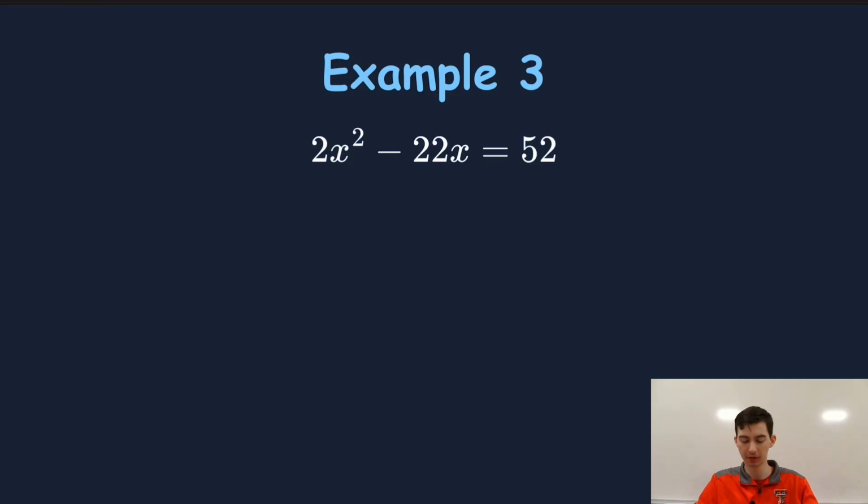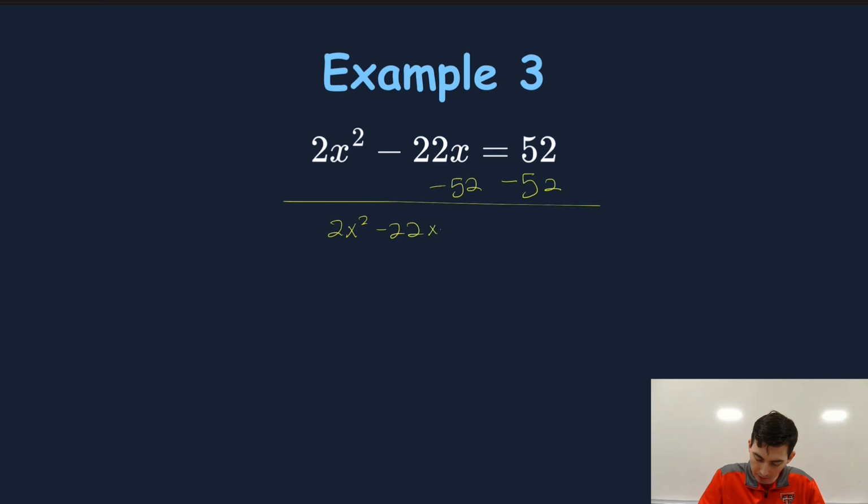We've got one more example. This one's maybe a little more complicated, but still following the same steps will get us to where we need to be. My first step is always to make sure the equation is equal to 0. Now I've got this 52 hanging out on the right. I need that to be 0, so I'm going to subtract 52 on both sides so that I can get rid of that. So I get 2x squared minus 22x minus 52 is now equal to 0.